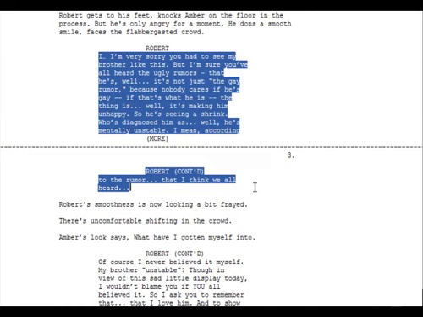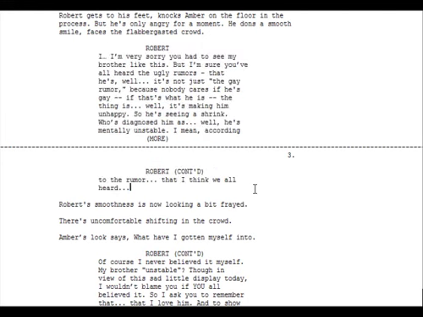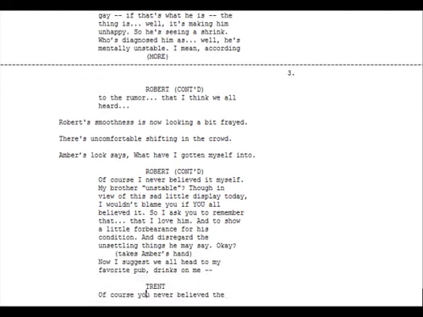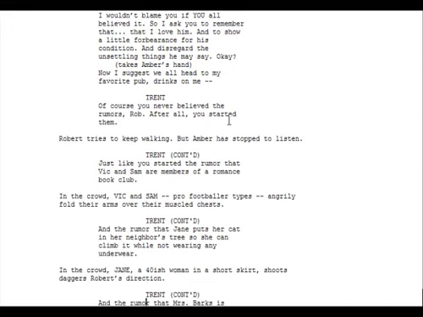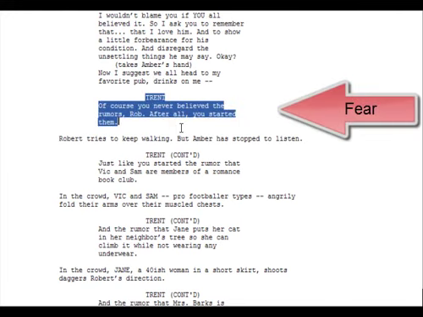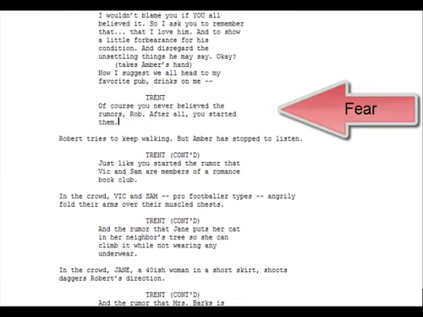And he continues for a little bit until Trent says, "Of course, you never believe the rumors, Rob. After all, you started them." So once again, now we've gone from hope to fear, so we're in that now.